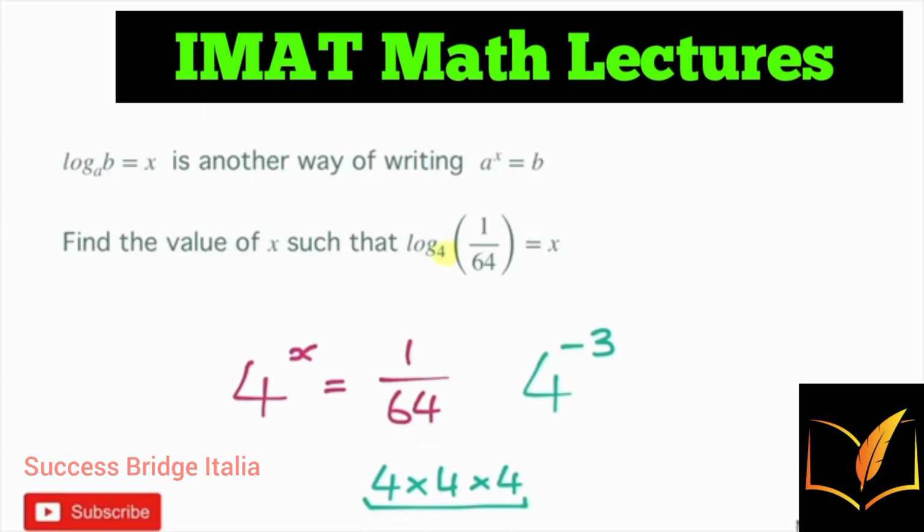So there we go. We know 4 to the power of minus 3 gives us 1 over 64. So we could say log base 4 of 1 over 64 is equal to negative 3, the power there. Or in other words, x equals negative 3. And there we go, there's our final answer. So that's all that this means when we're looking at logs, okay?